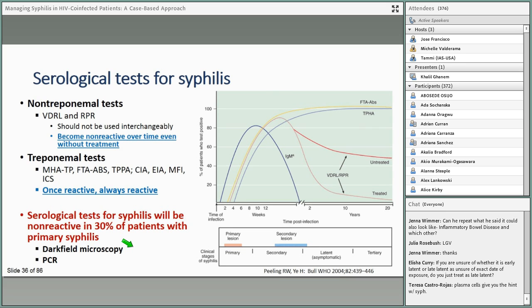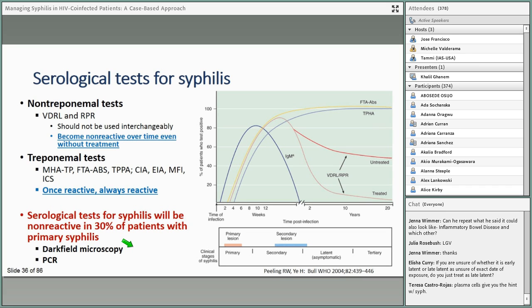Now, let's talk about serological tests for syphilis, because people get very confused about these serological tests. Remember, there are two different types of serological tests: non-treponemal tests and treponemal tests. Both are necessary in order to manage patients with syphilis, all right? So here are a few basic rules to remember that will make it very easy for you to interpret syphilis serological tests. The first rule is this: both non-treponemal and treponemal tests will be negative in early primary syphilis. Right?